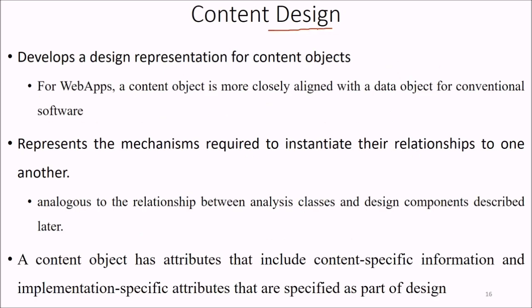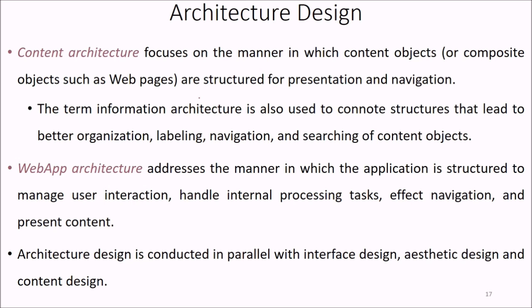So while you are designing the content, you need to develop a design representation of content objects. You should represent the mechanism required to instantiate their relationships to one another. The content object has attributes that include content specific information and implementation specific attributes that are specified as a part of design. This becomes very important when you are designing the content design, and when you are coming to the architecture design of the web app. The content architecture focuses on the manner in which the content objects are structured for presentation and navigation.